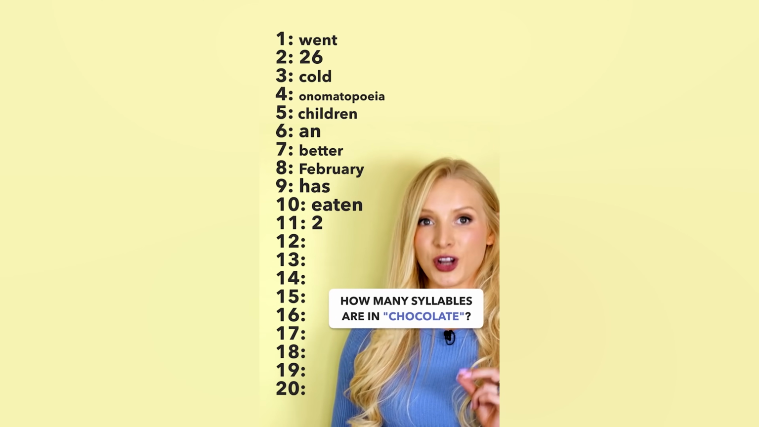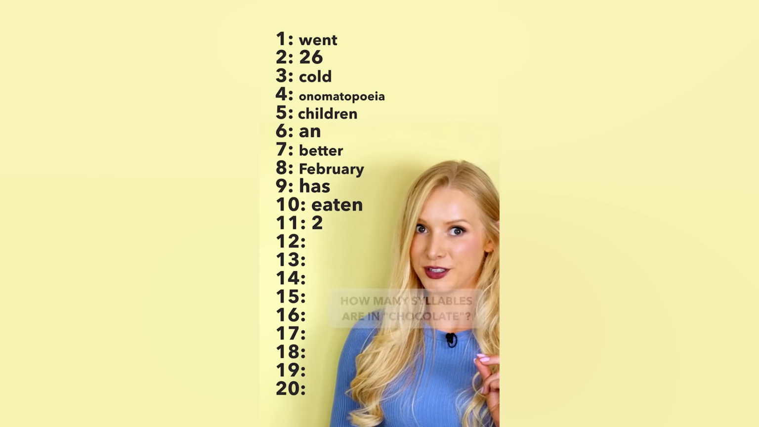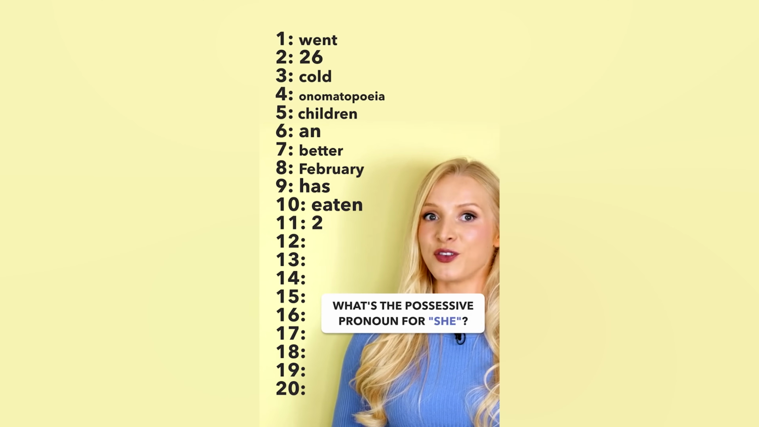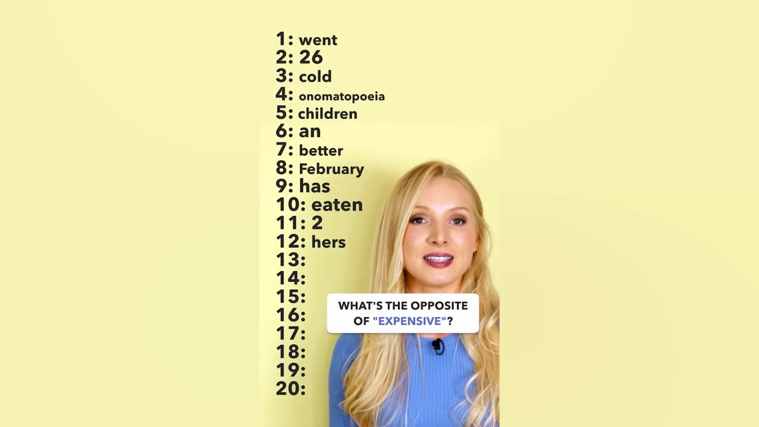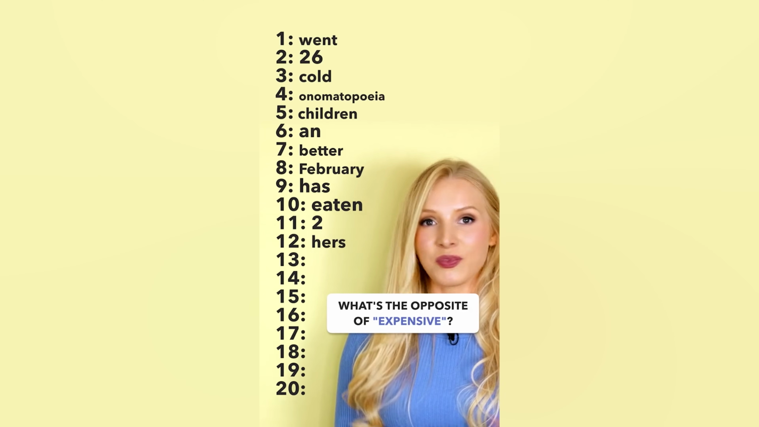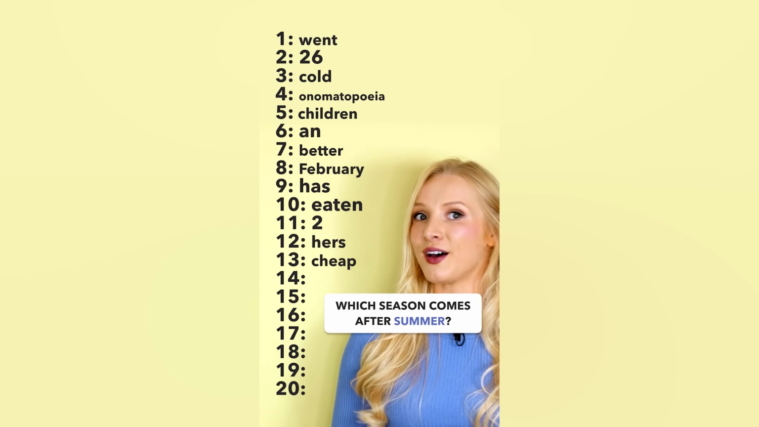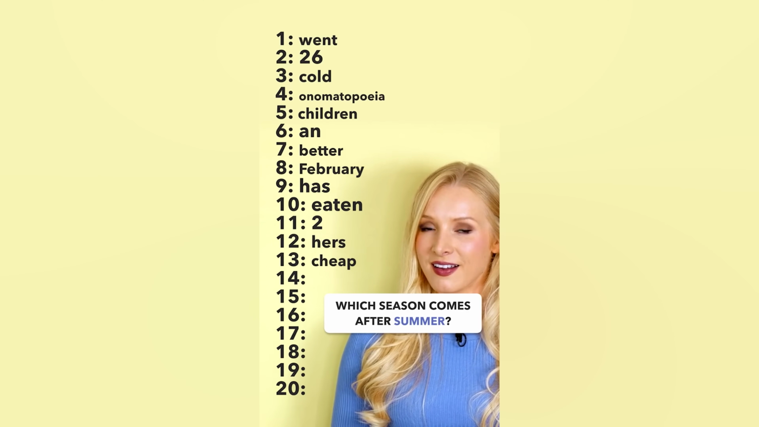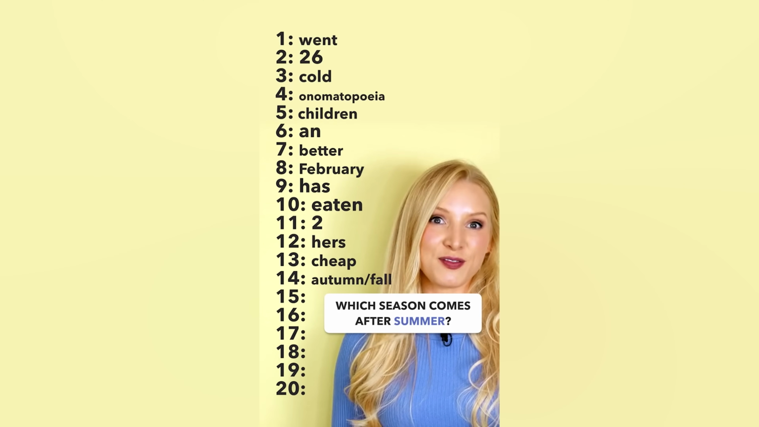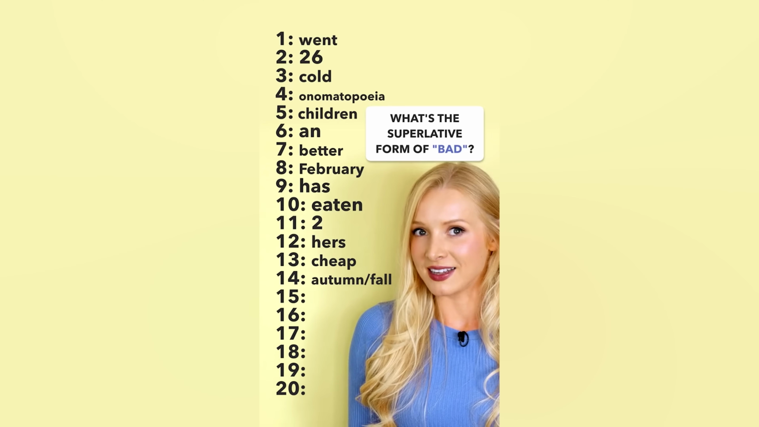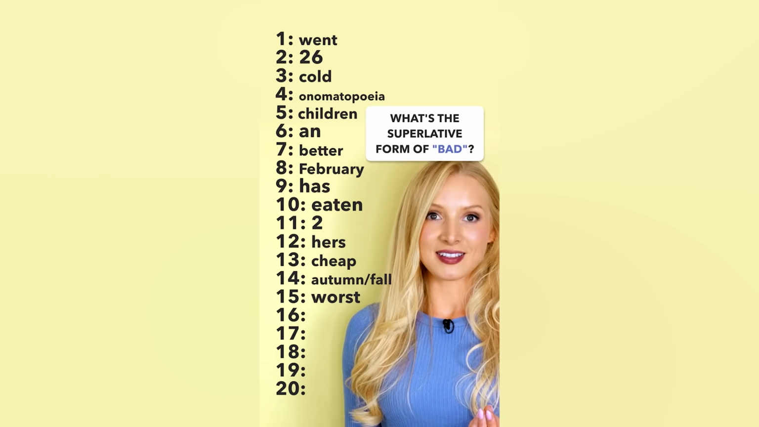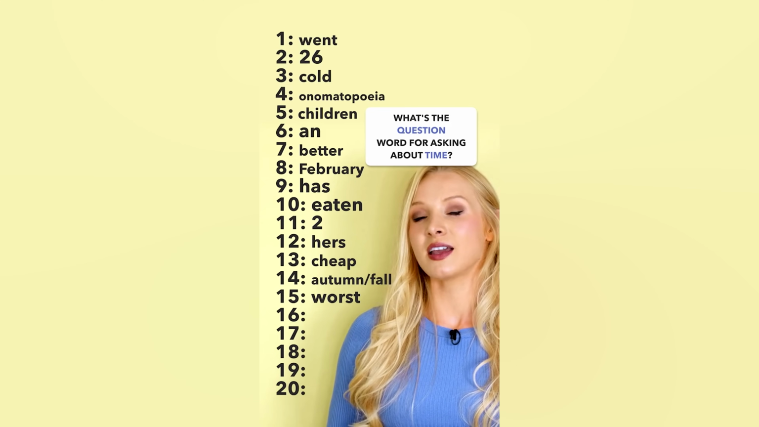How many syllables are in this word? 2. Chocolate, not chocolate. What is the possessive pronoun for she? Hers. What is the opposite of expensive? Cheap. Which season comes after summer? Autumn. If you said fall, that's also fine. What's the superlative form of bad? Worst.